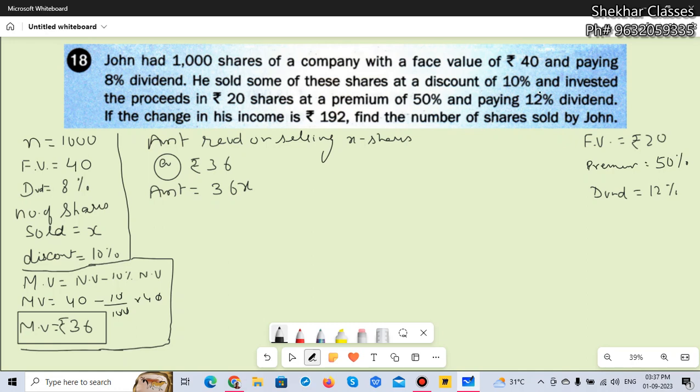He sold some of these at a 10% discount and invested the proceeds, whatever he received, in 20 rupee shares at a 50% premium. So let's calculate the premium. The market value of the share that he has bought will be 20 plus 50% of 20, which gives exactly 30 rupees. So he has bought the share for 30 rupees each.